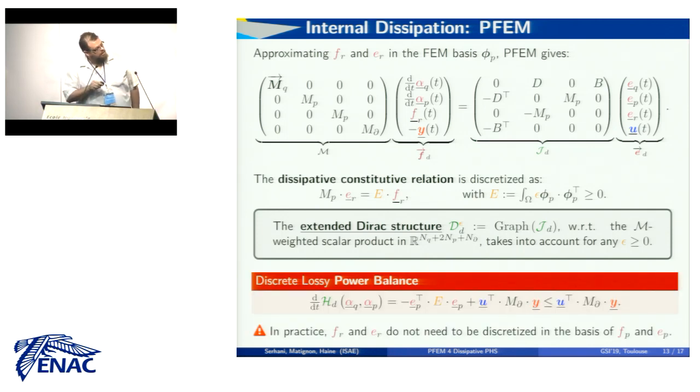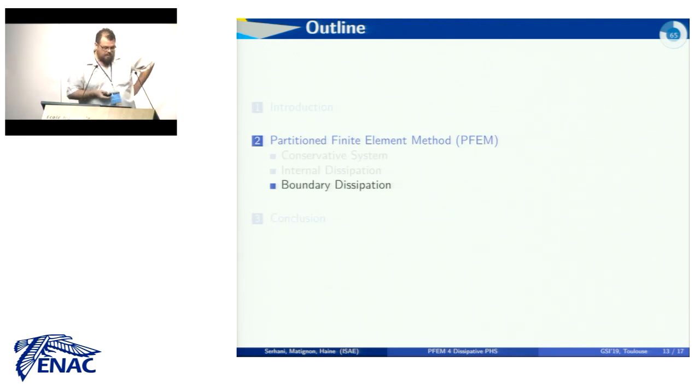So you look at the time derivative of the discrete Hamiltonian. You use the dissipative constitutive relation, and you end up with the discrete lossy power balance. Okay, so this is not too difficult to do when this is internal dissipation, because this is J minus R. So this seems quite straightforward.